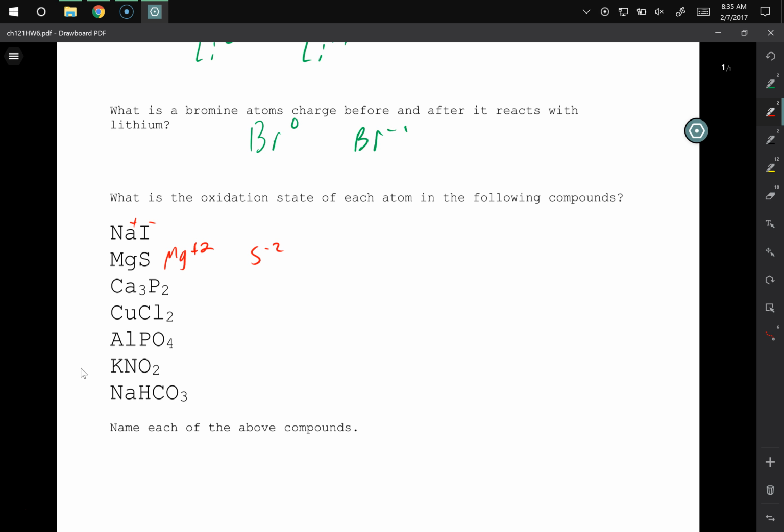All right, so how about this calcium and this phosphate? What do we got for the calcium? Same reason as the magnesium, right? It's in that second column, so it's got to be a +2. And then the phosphorus? -3. Yeah, how's it -3?